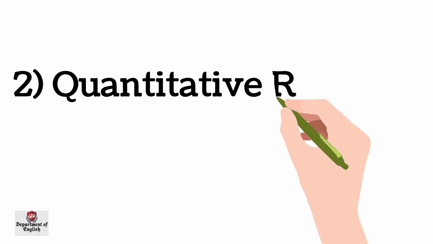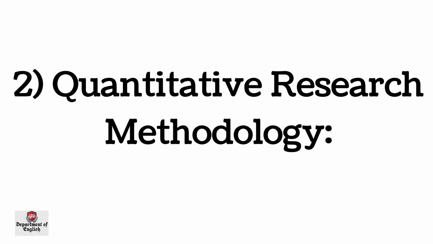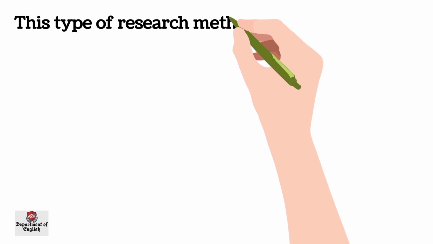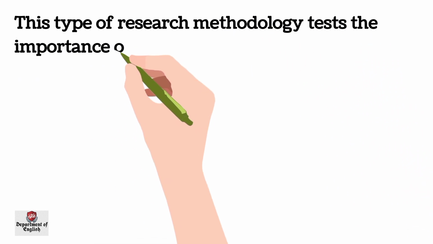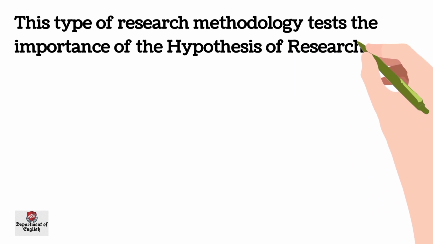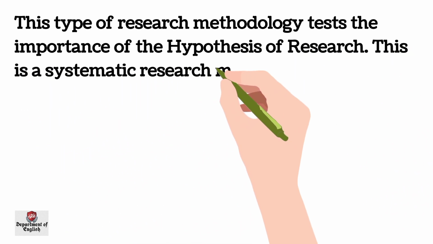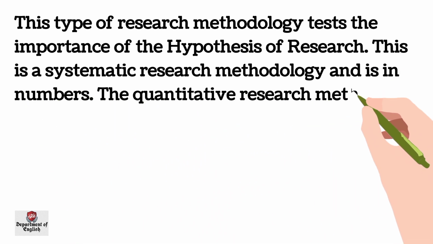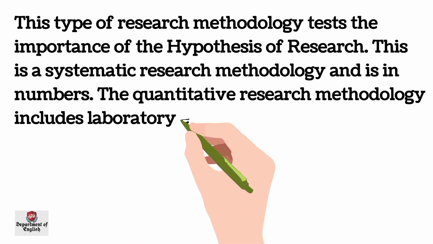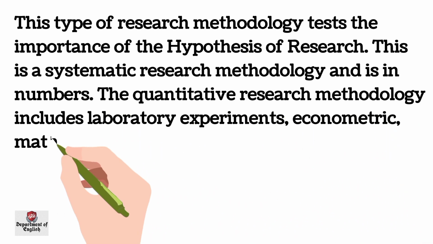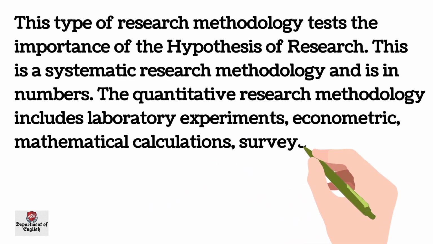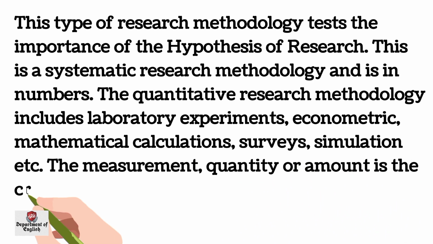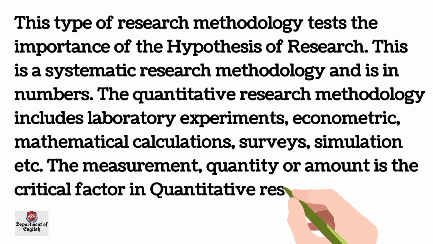Two, quantitative research methodology. This type of research methodology tests the importance of the hypothesis of research. This is a systematic research methodology and is in numbers. The quantitative research methodology includes laboratory experiments, econometric, mathematical calculations, surveys, simulation, etc. The measurement, quantity or amount is the critical factor in quantitative research methodology.